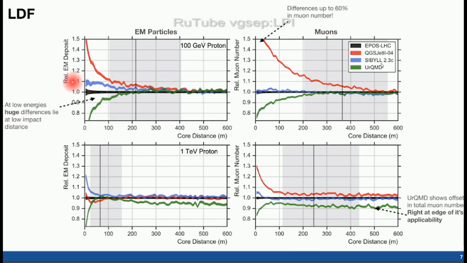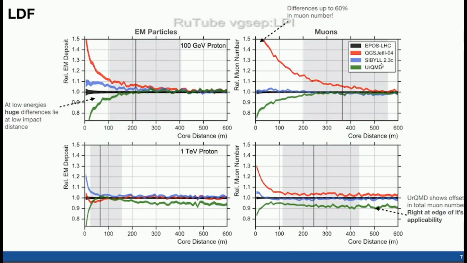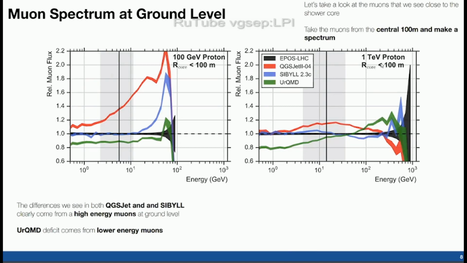A similar story is seen in electromagnetic particles, in electromagnetic deposit. Things look rather similar when we go up to 1 TeV, but just at a slightly lower level. If we investigate these particles a little bit further, we can take this central 100-meter region where we're seeing the big differences between models and plot the spectrum of our muons. Essentially, the overproduction in QGS-Jet and Sibyll that we see is due to high energy muons. The difference is much less apparent at 1 TeV, so there's perhaps a slightly different explanation there. But we're very much peaked at high energies here, and the deficit we see in URQMD is coming from lower energy muons.